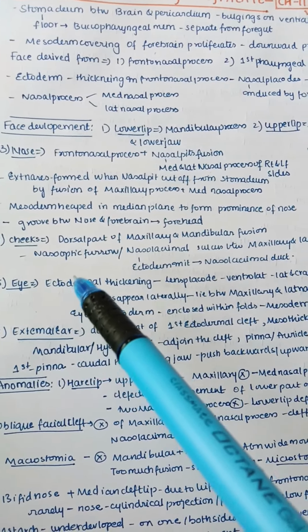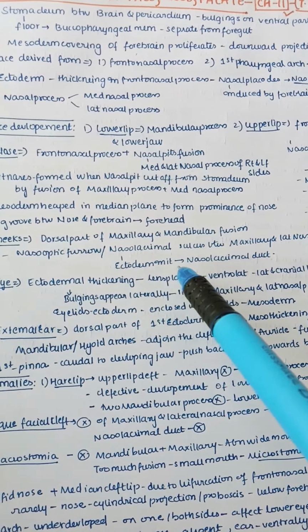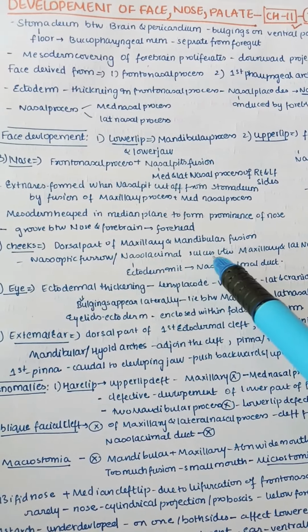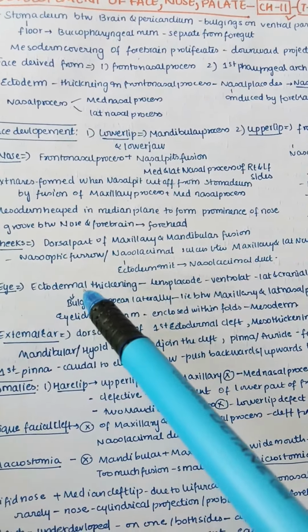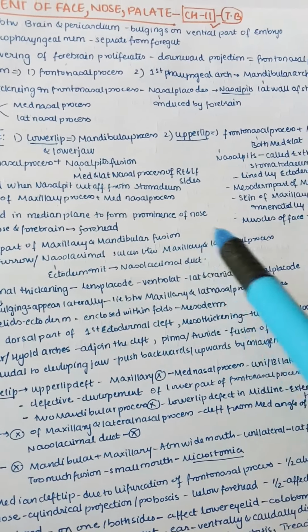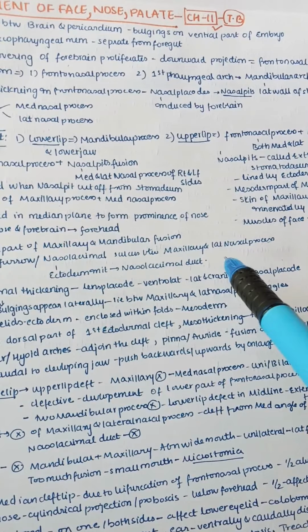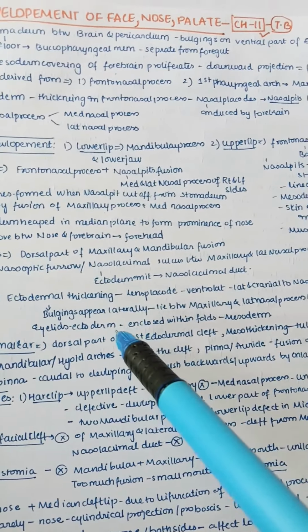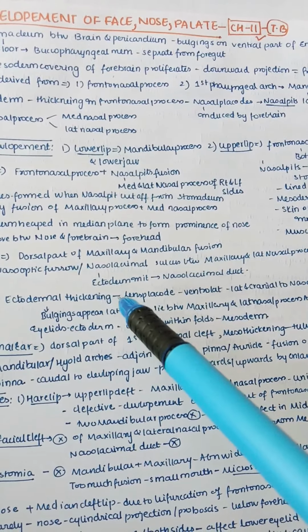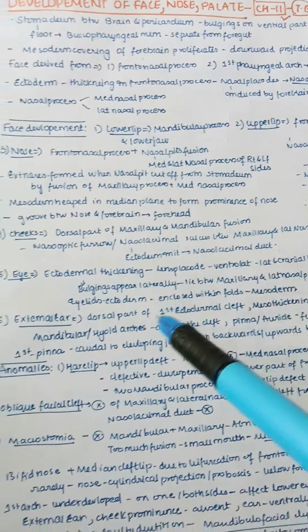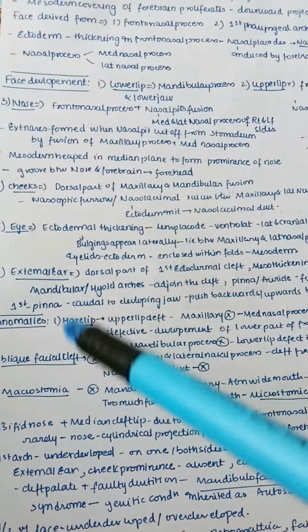Cheeks are formed from the dorsal part of the maxillary and mandibular fusion. In the dorsal part, the maxillary and mandibular processes continue and form the cheek. The naso-optic furrow, or nasolacrimal sulcus, is present between the maxillary and lateral nasal processes. And the nasolacrimal sulcus, if it has ectoderm in it, is known as the nasolacrimal duct.